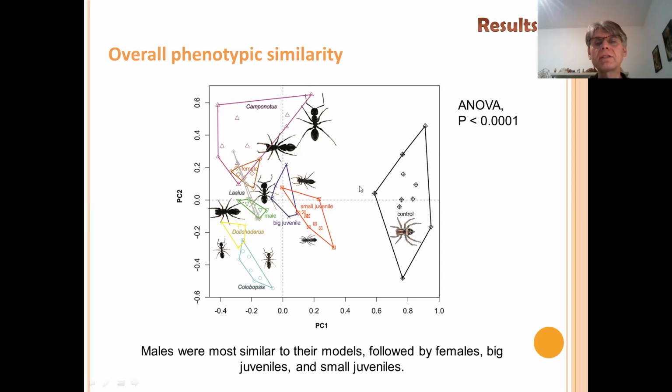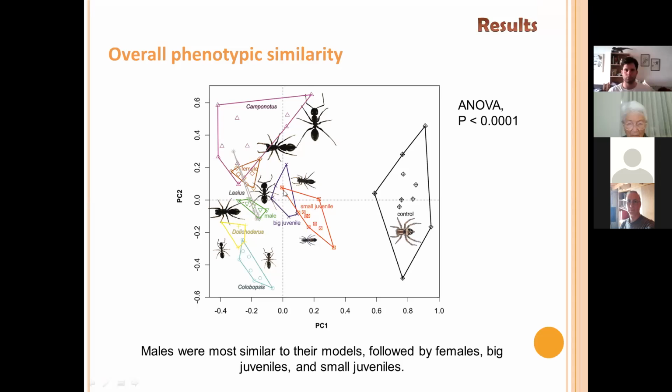The control spiders are very much different. What we can see clearly here is that the adult phenotype is much more similar to the ants than the juvenile phenotypes. And this would agree with the previous theory that the juveniles have a more inaccurate phenotype.